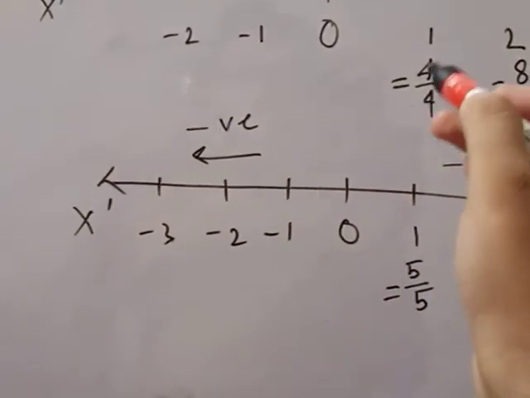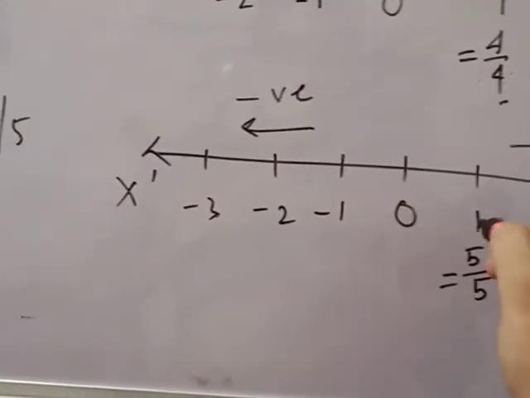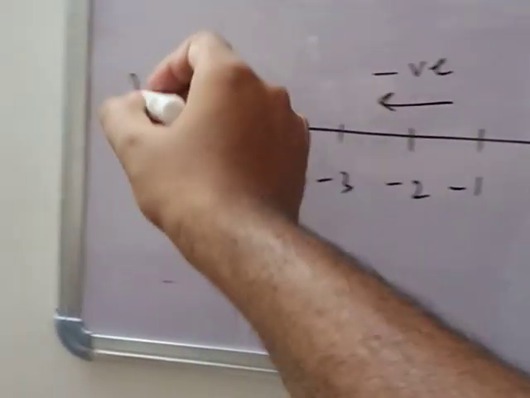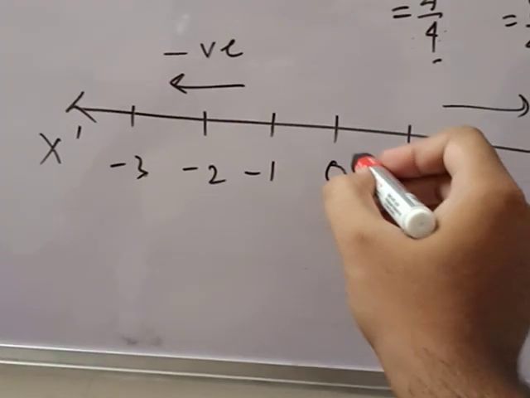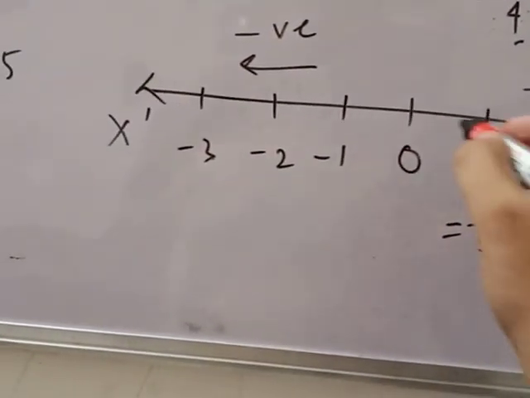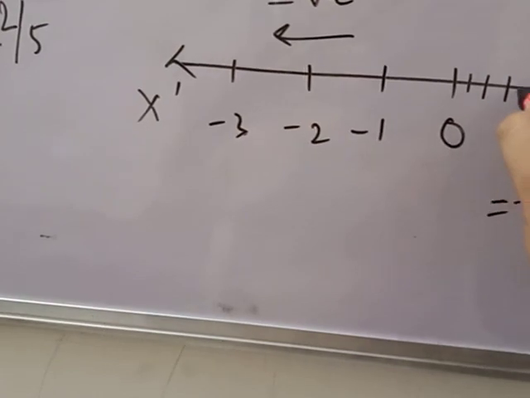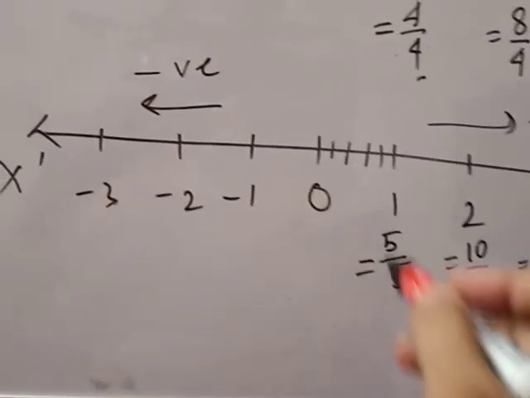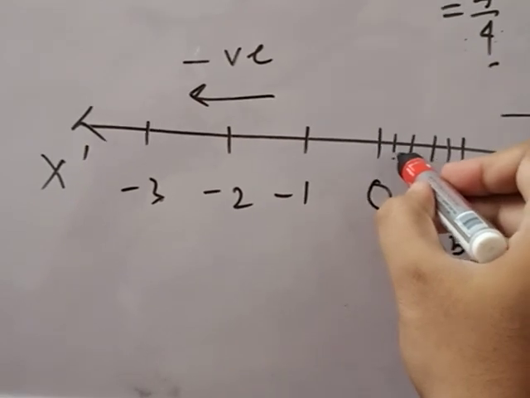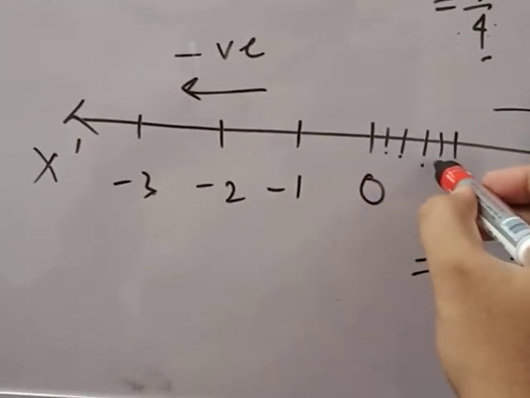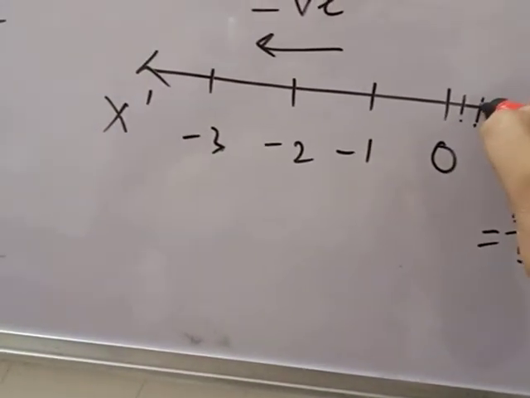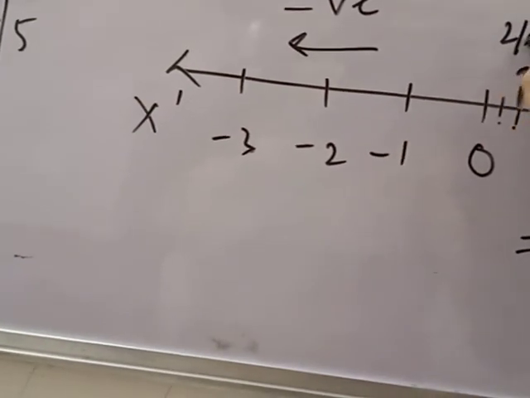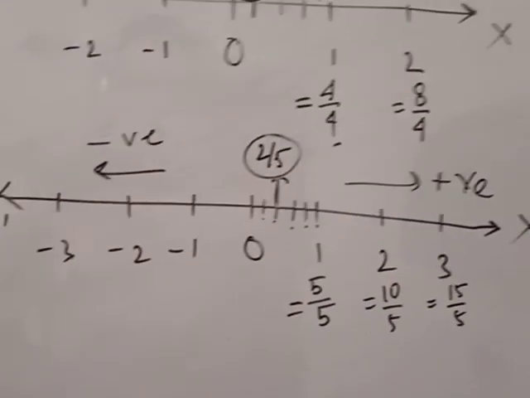So what is the denominator? 5. That means you have to divide the 0 to 1 or 1 to 2, 1 to 3, whatever, into 5 divisions. So we'll divide 0 to 1 into 5 equal parts. So 1, 2, 3, 4 and 5. So this is 5 by 5. So you have to express 2 by 5. So what is 2 by 5? This second mark. So this is 2 by 5. Okay?